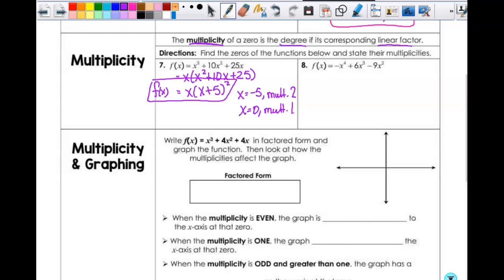Because it's going to tell us things. It tells us what's going on with the graph. Don't roll your eyes at math. All right, so then let's look at number 8.